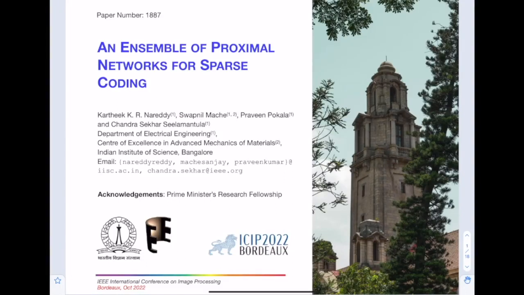Today we will be presenting our paper titled An Ensemble of Proximal Networks for Sparse Coding. I would like to thank my co-authors in aiding me in writing this paper. The authors of the paper are as follows: Kartheek Reddy, Swapnil Mache, Praveen Pokala, and Chandra Sekhar. We are from University of Science, Bangalore. We would like to thank Prime Minister's Research Fellowship for aiding us in conducting this research.